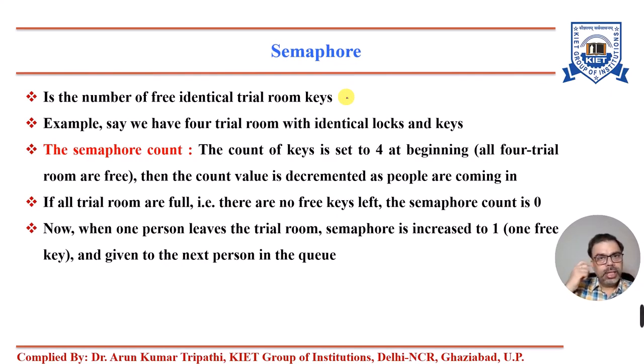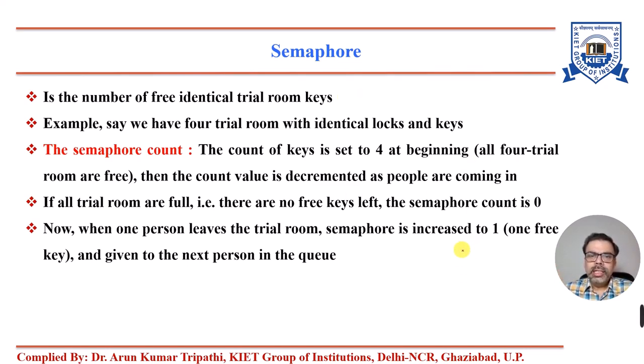So we can generalize this information. Suppose that we have trial rooms, basically four trial rooms. In the beginning, each trial room is empty and there is a lock in the trial room. If a person wants to enter into the trial room, they will pick up the key that is hanging at one place and enter. Suppose a second person comes for the changing room, so they will again pick up the key and enter.